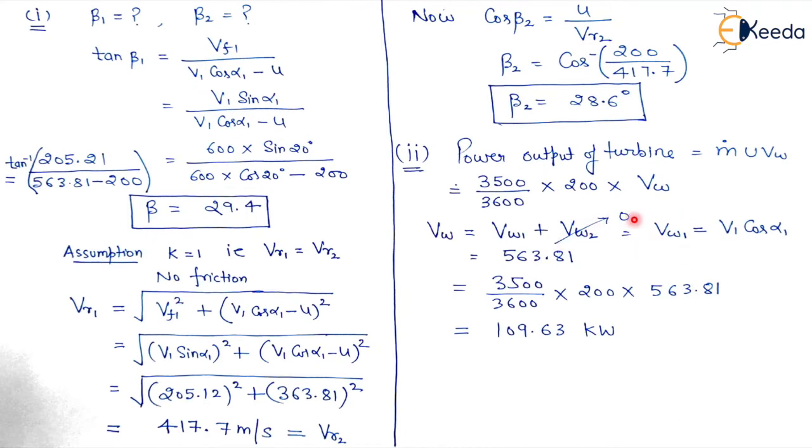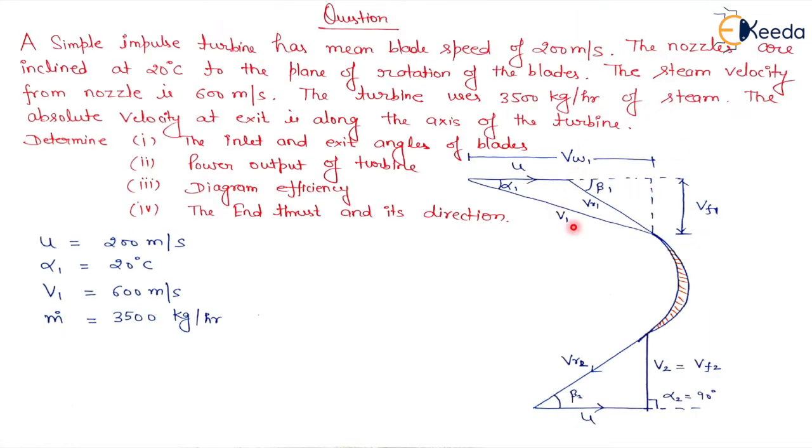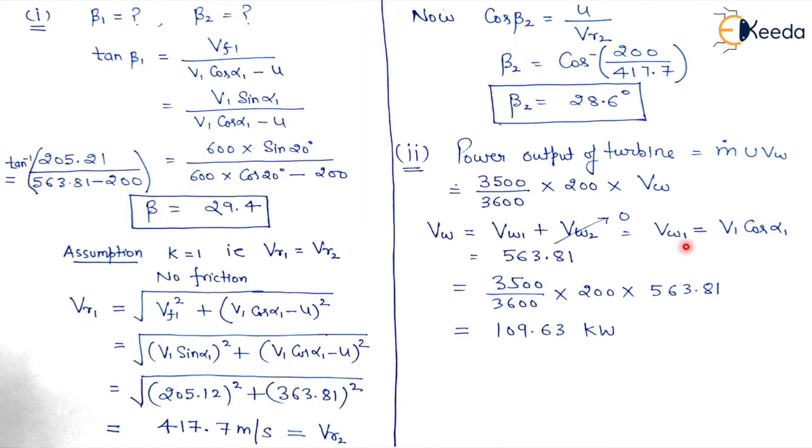So VW is equal to VW1, and VW1 is equal to V1 cos alpha 1. So VW1 is equal to V1 cos alpha 1, and V1 cos alpha 1 is 563.81. Now we will put this value in this equation. Then we will get power output of turbine 109.63 kilowatt. So friends, we have calculated this second question.